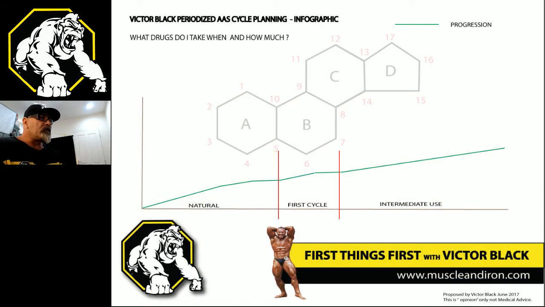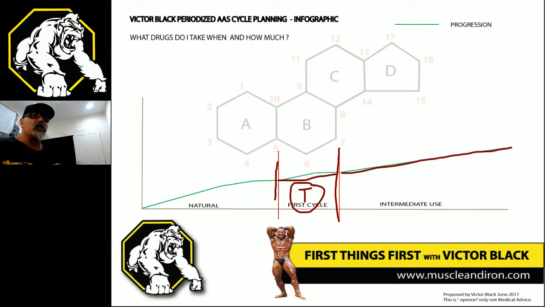Okay. So this is natural. We don't begin till we get there. This is our king of hormones, testosterone. This is success from testosterone and our future. What does our future look like?